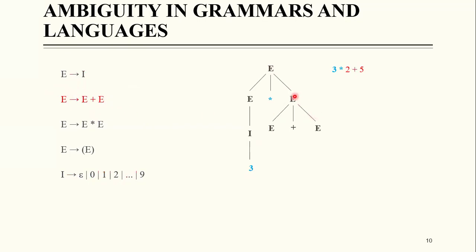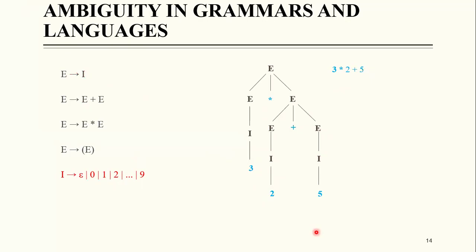So again I replace this E with the E plus E production. Again I replaced the E as I. Then finally I chose the production I derives 2. And now I got 3 star 2 plus. Again I need only 5. So what I did is again I chose the production E derives I, and the E is replaced as I. Again I chose I derives 5. So now I got 3 star 2 plus 5. So I have derived the string by using the given grammar.